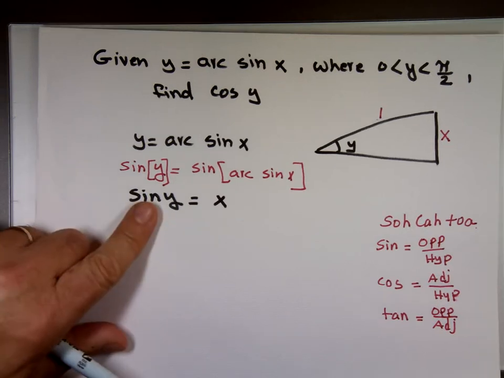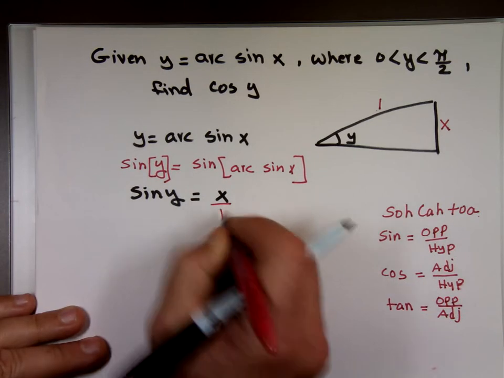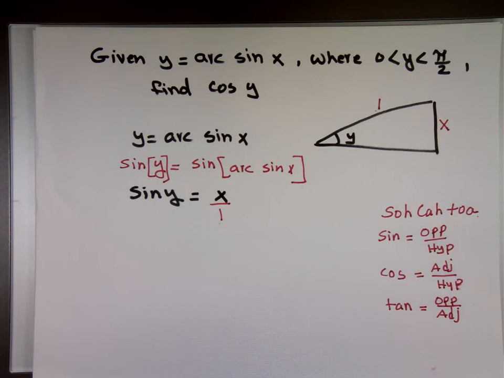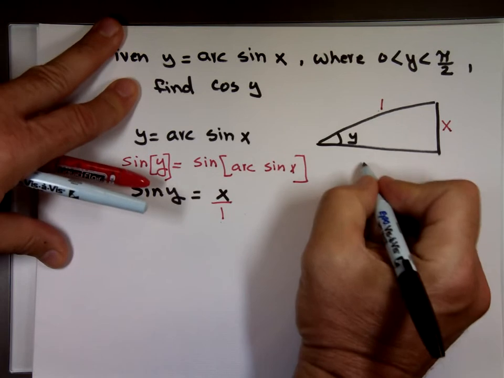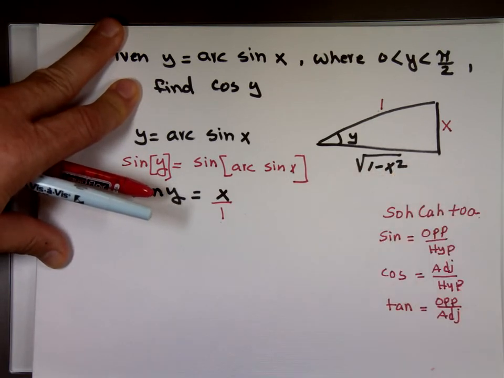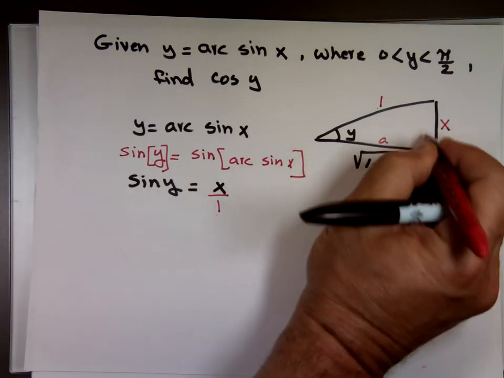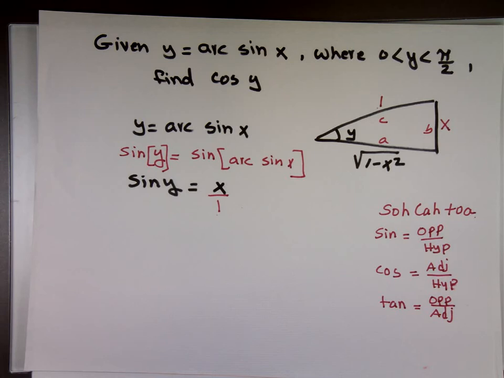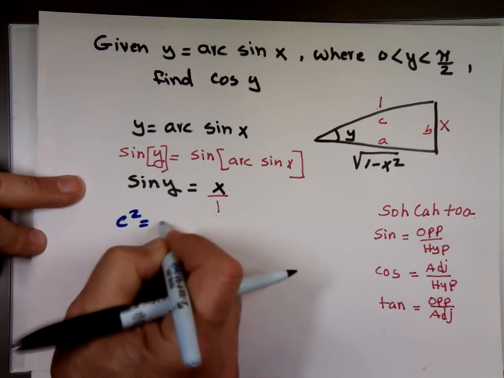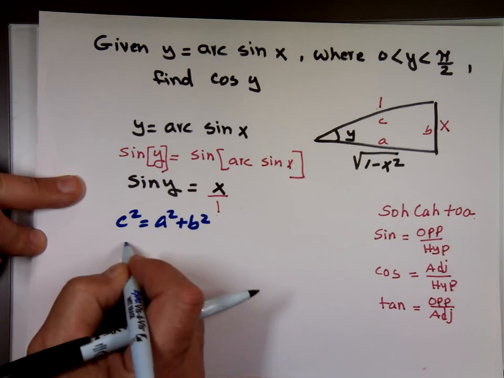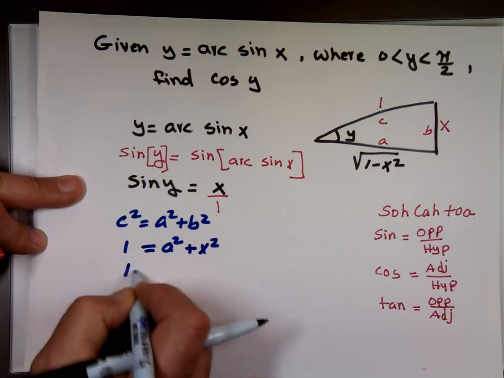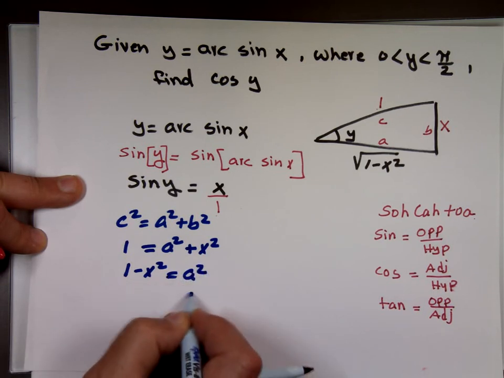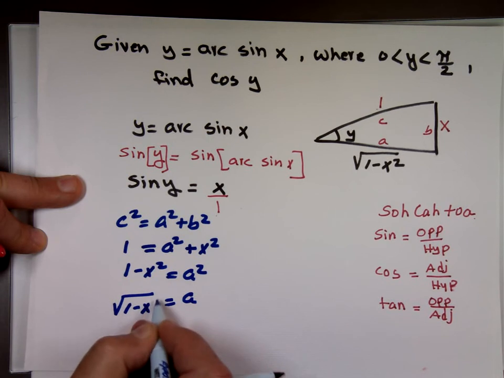It says the sine equals x. That means x is x over 1. This has to be the opposite, and that has to be the hypotenuse. Now, if you use Pythagorean's theorem, a squared plus b squared equals what? C squared. That means this side here has to be the square root of 1 minus x squared. Why? C squared equals a squared plus b squared. C is 1 squared, that's still 1. A is unknown. B is x squared, bring it to this side, which means a equals the square root of 1 minus x squared. And that's what I wrote there.